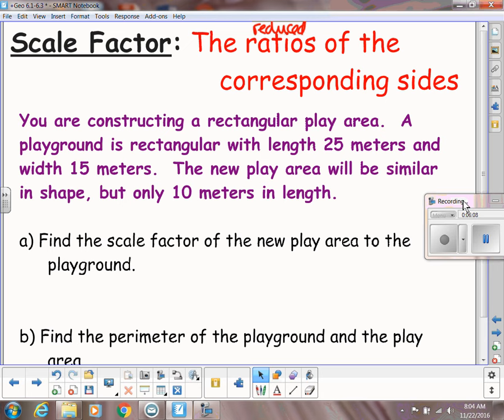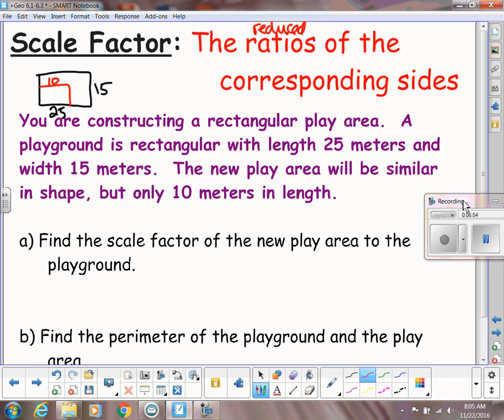All right, so you are constructing a rectangular play area. Right away when I see that, I'm going to draw a rectangular playing area. A playground is rectangular with 25 meters long and a width of 15 meters. Okay, so 25 and then 15. The new play area will be similar in shape, but only 10 meters in length. So it's like I'm taking up part of this playground to create a new play area. So that will only be 10 meters in length.